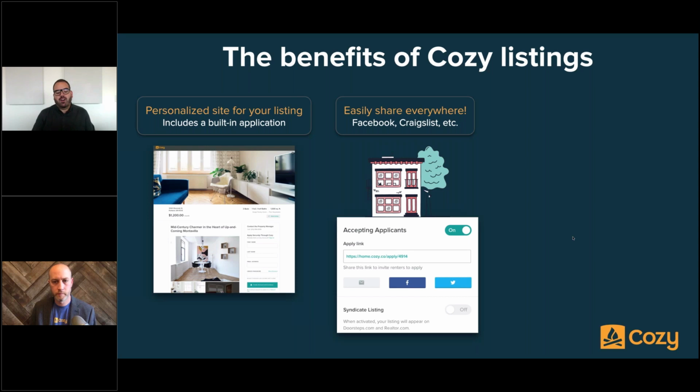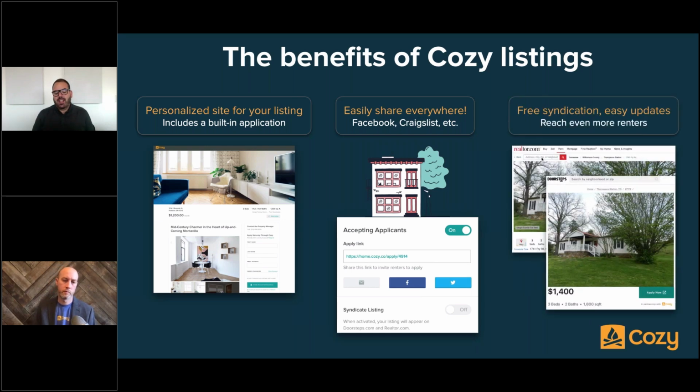You want to give your listing all the exposure you can, and with a unique listing link, you can easily share that everywhere, share it far and wide, directly with potential renters: Facebook, Craigslist, wherever you need to. All you're going to really need is your apply link here, and the rest is go and spread it far and wide.